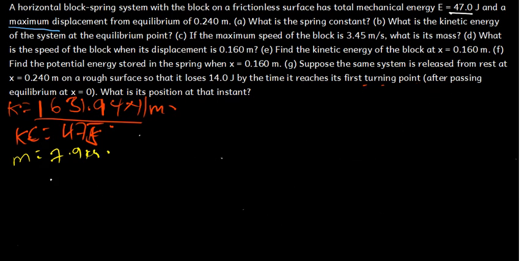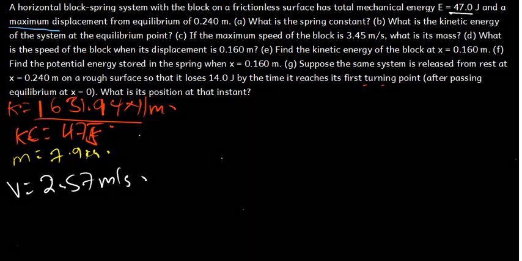Okay, I'm getting 2.5. So you can do it and confirm if you're also getting 2.5. I'm getting 2.57, so my velocity is 2.57 meters per second. Okay, so that's part D. Let's go to part E.